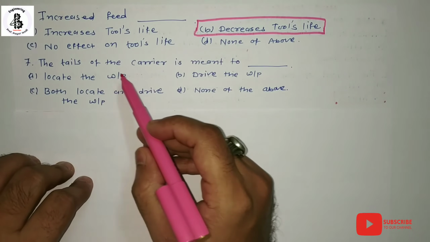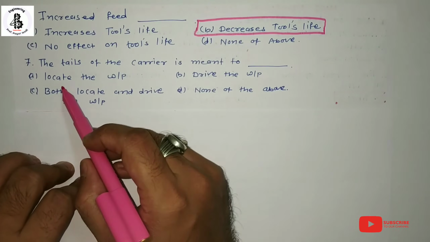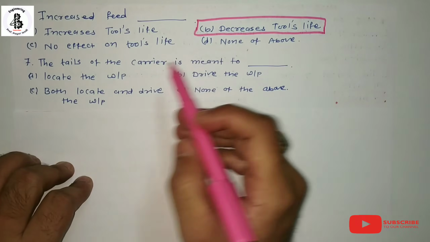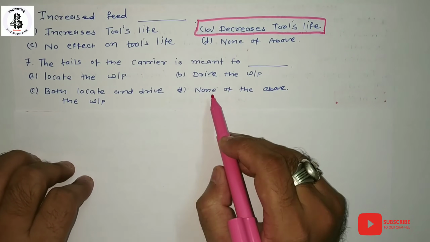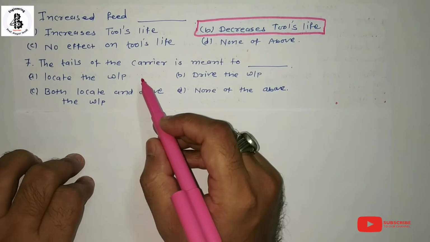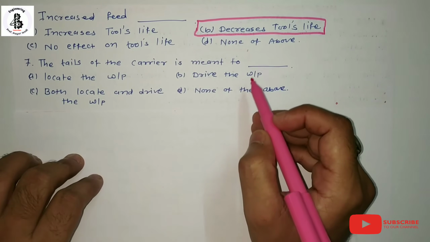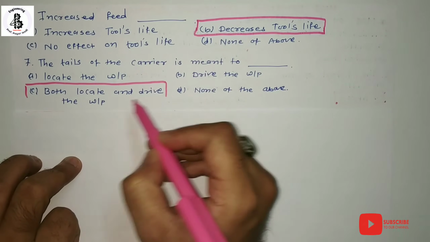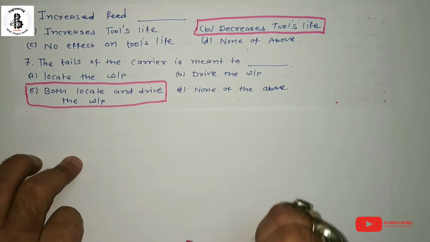The tail of the carrier is meant to: option A, locate the workpiece; option B, drive the workpiece; option C, both locate and drive the workpiece; and option D, none of the above. Basically the tail of the carrier is meant to both locate as well as drive the workpiece. So the option C. Then next question.